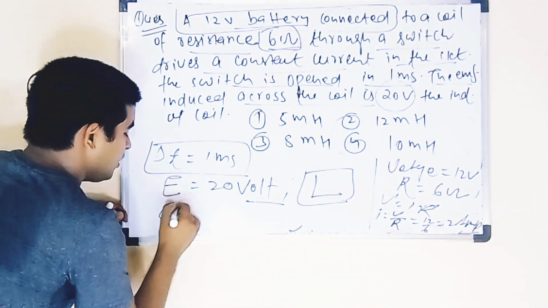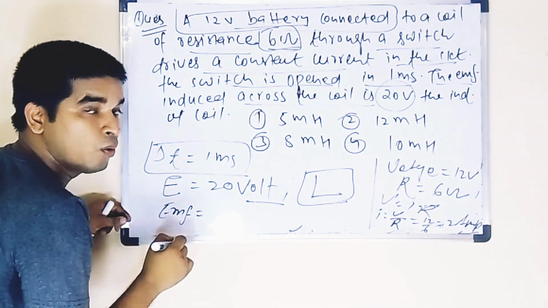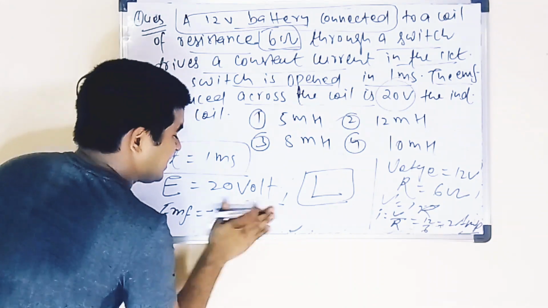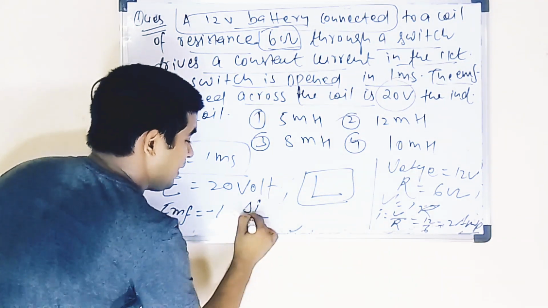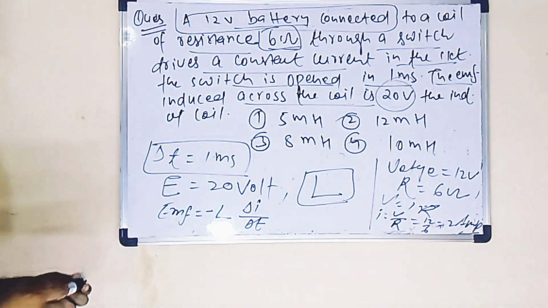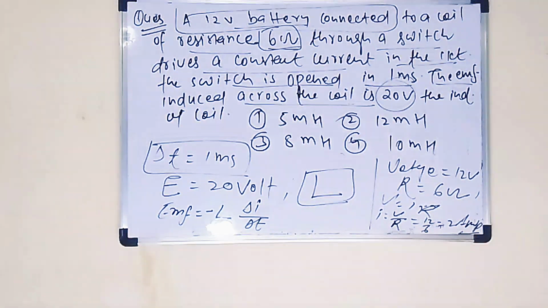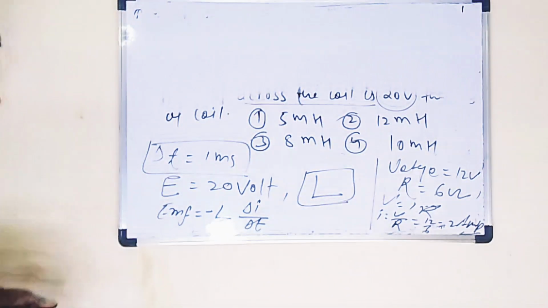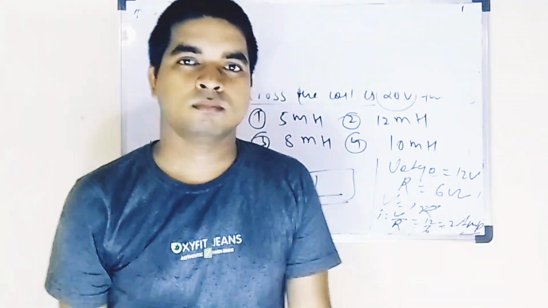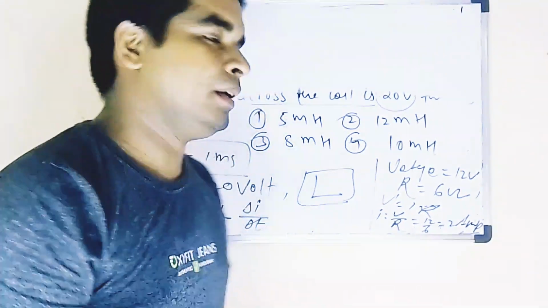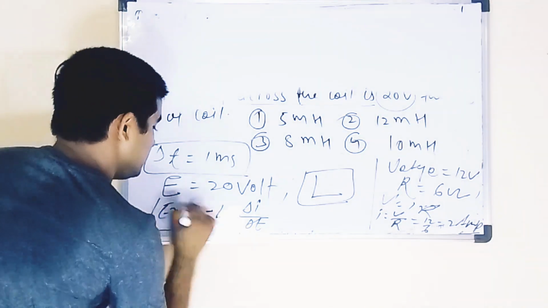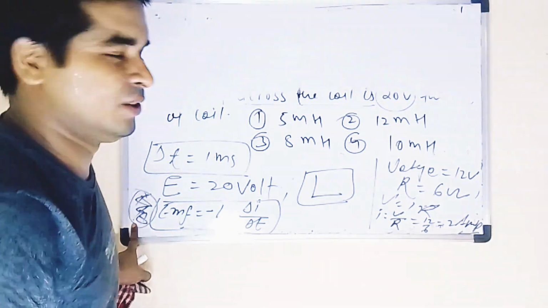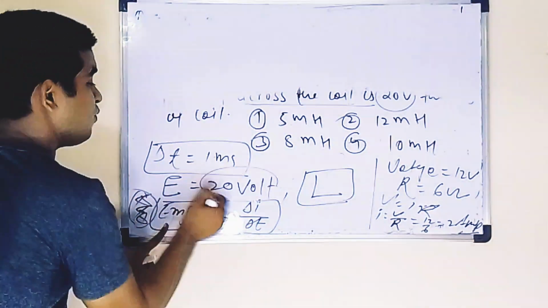What is EMF? EMF equals minus L dI by dt, or delta I by delta t. Do you agree? Yes or no? Yes, sir. My student, listen to me. This is the point you have to keep in your brain always. The EMF is what, sir? 20 volt.